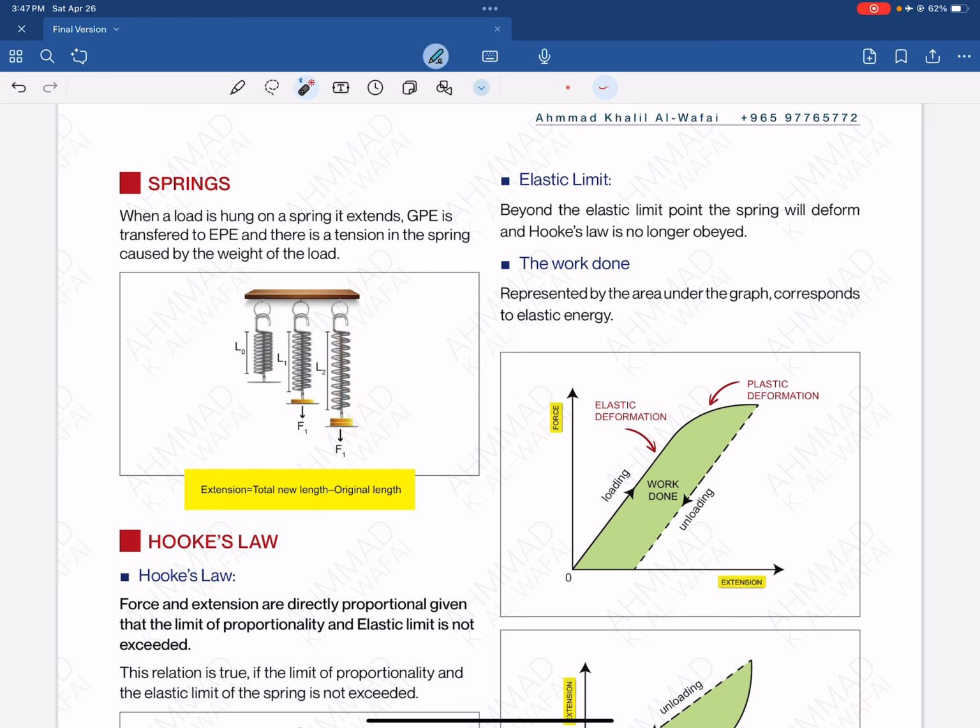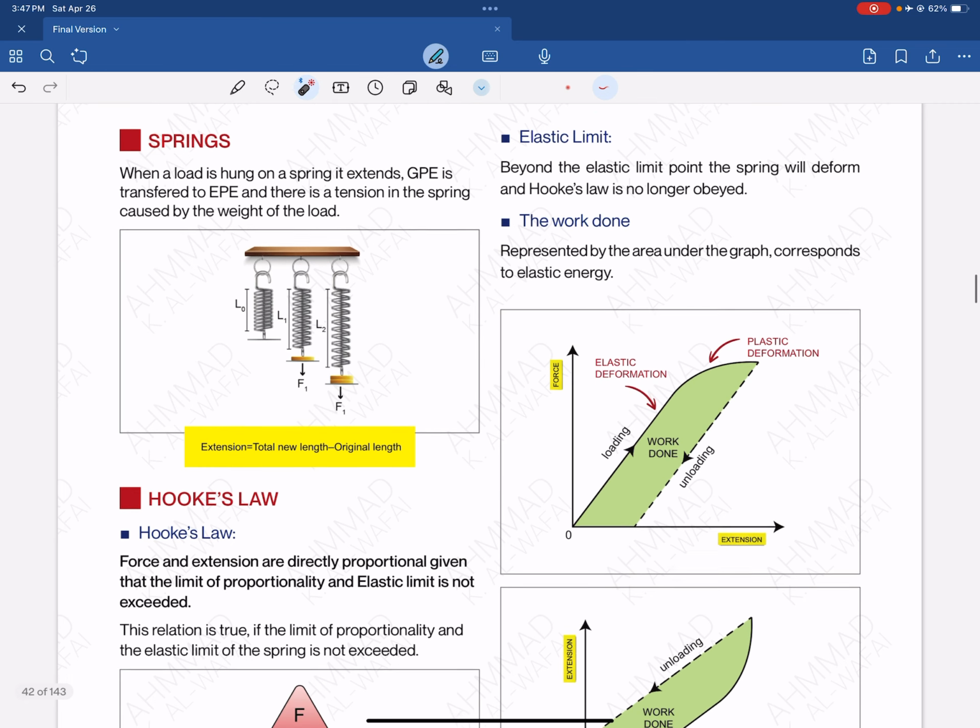Now to calculate the extension: the extension is equal to the total new length, for this example L2, minus the original length, which is L node in this case. For this force, you could do it again for the new length, which is L1 minus L node, and so on. Okay, why are we doing this? To get a relationship between force and extension.